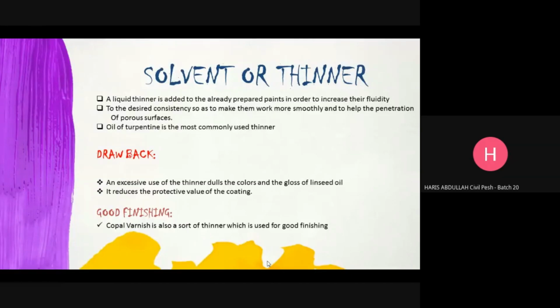In every walk of life we want a good finish. Most of the thinners cannot give the desired result. So for good finishing, we will have to use copal varnish, which is also a good thinner used for good finishing.